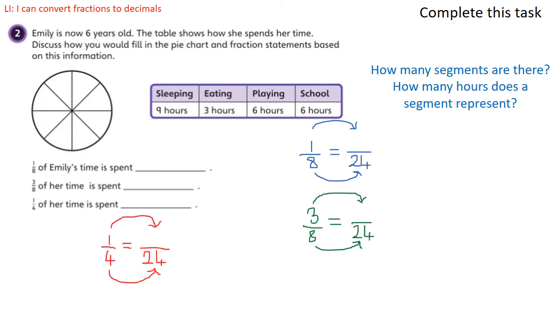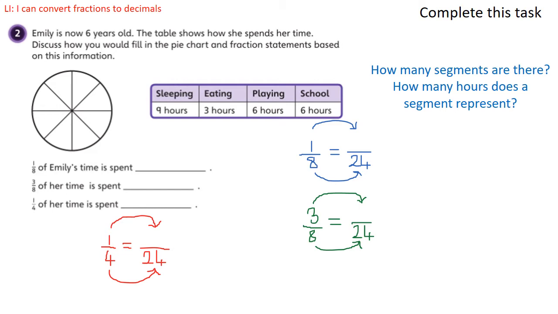Now let's have a look at this one. Emily is now 6 years old. The table shows how she spends her time now. Discuss how you would fill in the pie chart and fraction statements based on this information.